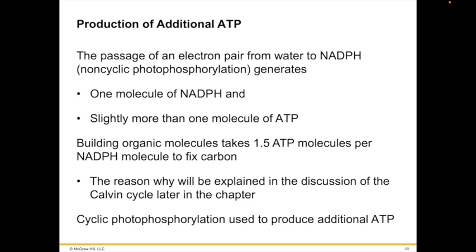So the relative proportions of cyclic and non-cyclic photophosphorylation in these plants determine the relative amounts of ATP and NADPH found for building organic molecules.